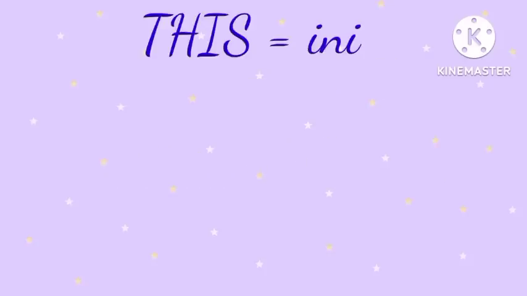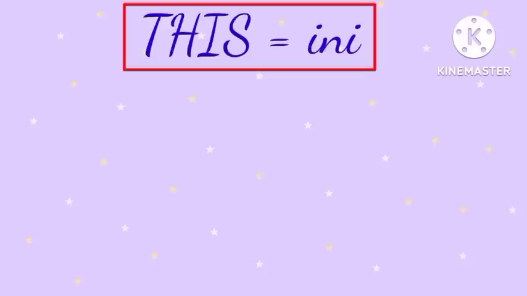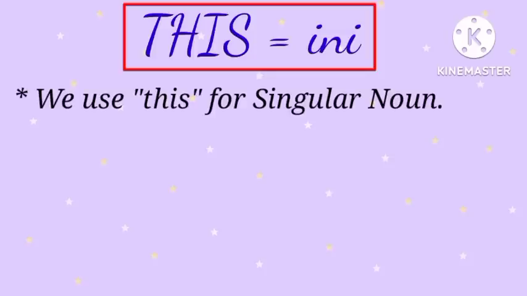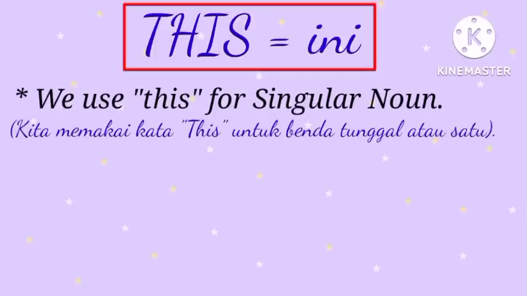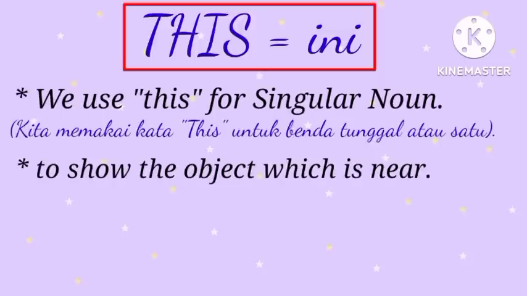Okay? Nah, the first is this. This itu adalah artinya ini. Okay? We use this for singular noun. Kita memakai kata this untuk benda yang jumlahnya satu, tunggal, okay? Untuk benda atau objek yang jumlahnya satu.